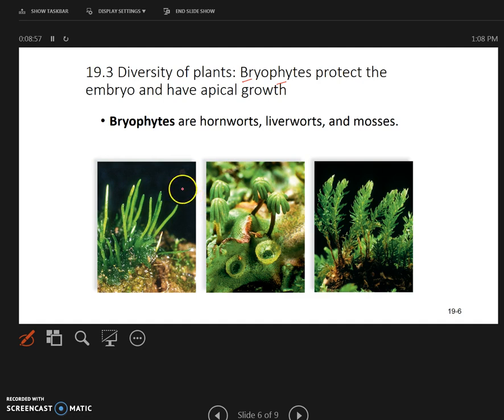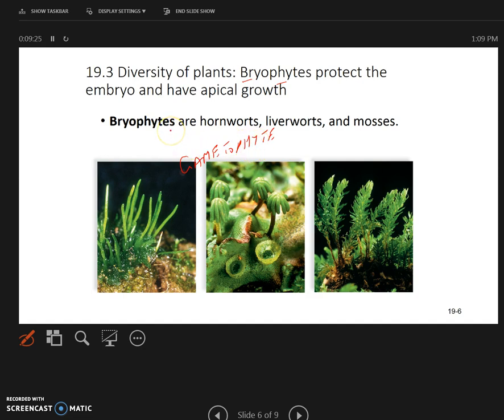Here, remember I told you the dominant is a gametophyte, and a gametophyte will produce gametes. So the haploid multicellular phase is dominant in the moss life. These are the first plants to colonize the land. They protect their embryo, I told you that, and they produce wind-blown spores.